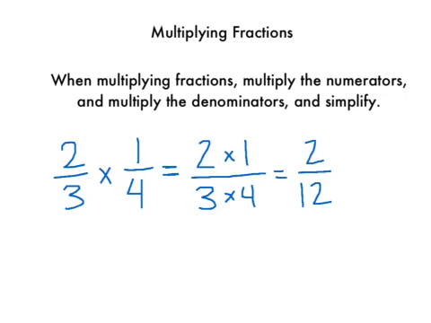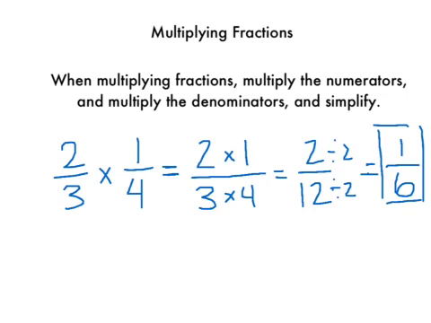And you always want to simplify your fractions, so now that we're left with 2/12, we know that 2 and 12 both share a common factor of 2. So that will give us 2 divided by 2 is 1, and 12 divided by 2 is 6. Which gives us an answer of 1/6.